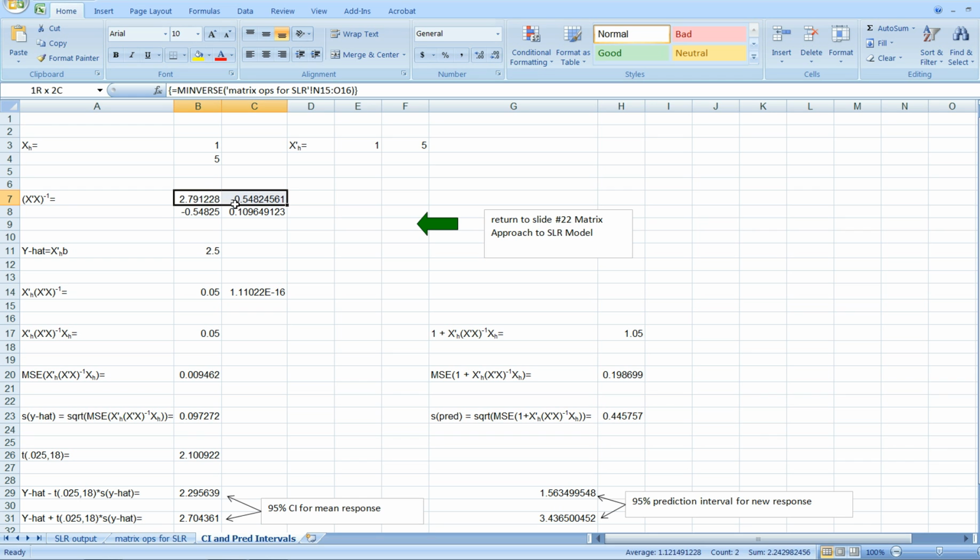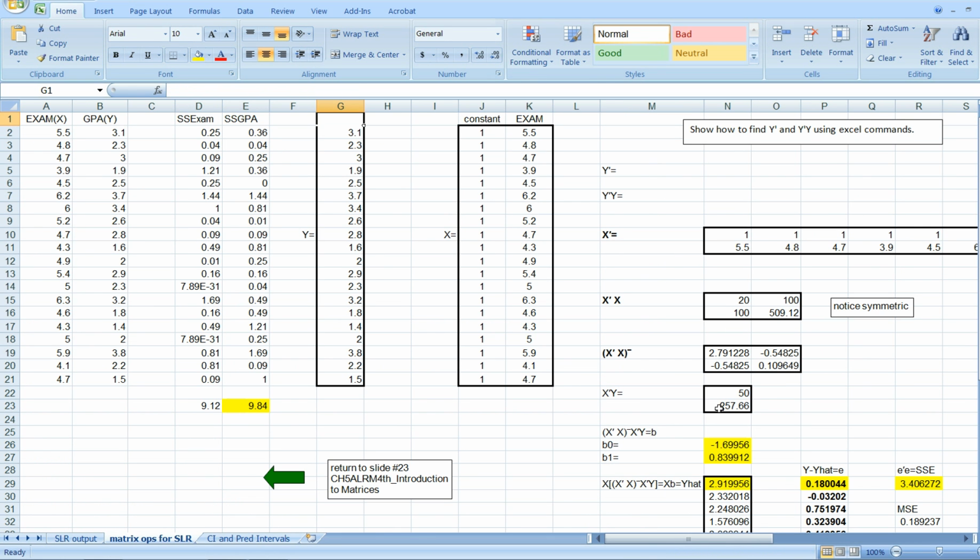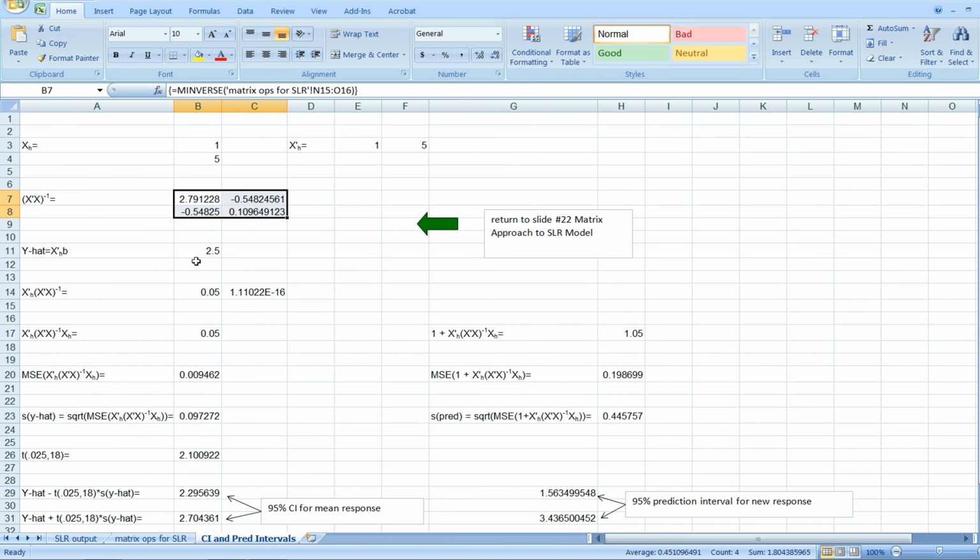Look, take your time and go through the formulas that I've used to create these results. Y hat in this case, if we take our 1, 5 and multiply it by our B0 and B1, which can be found back here in yellow. The minus 1.69 is the intercept term, the 0.8399 is the slope. If we do that arithmetic, the y hat, the point estimate, is a 2.5 GPA.